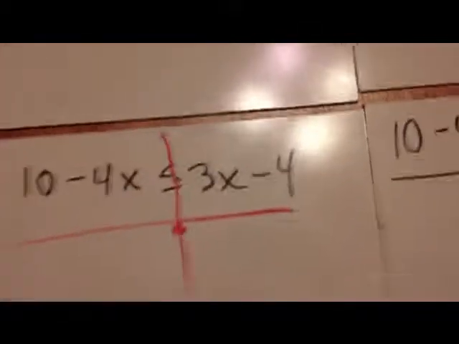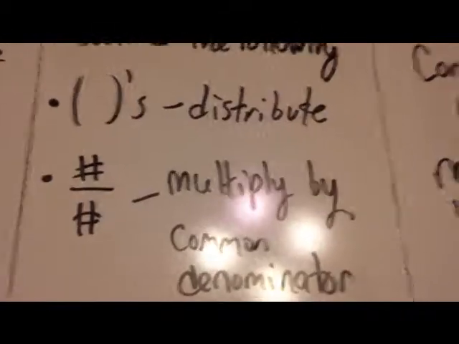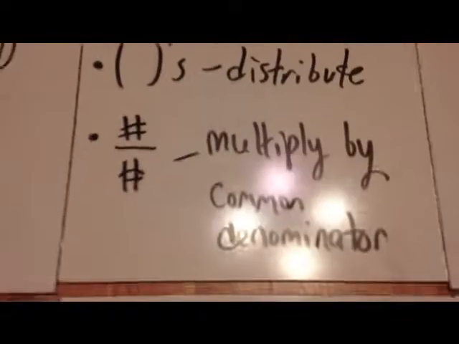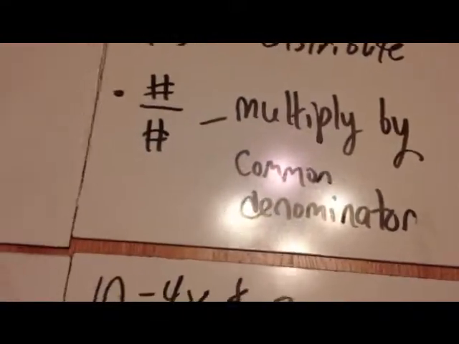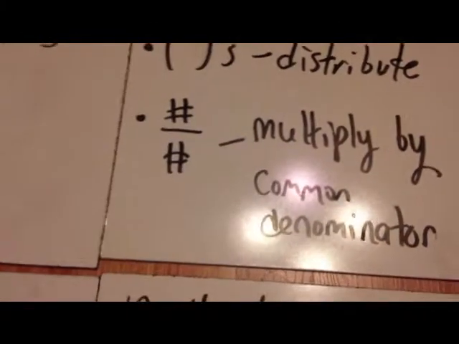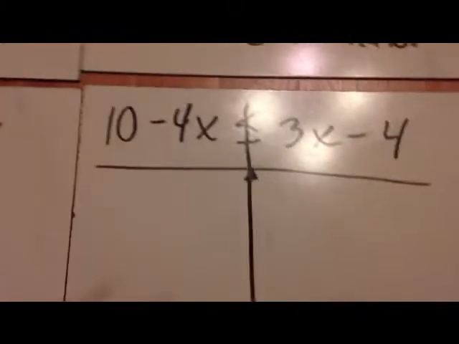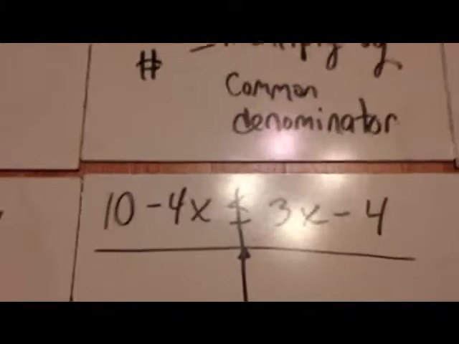All right, after we finish that, you look for the following. You look for parentheses, and if you see them, you distribute. Or you look for fractions. If you have fractions, you've got to multiply by the common denominator to get rid of them. In this case, there are neither of them, so we can move on.